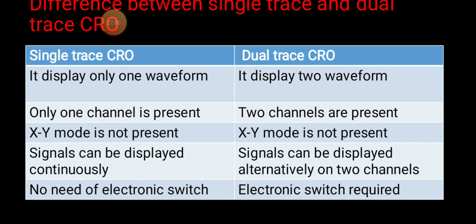Signals can be displayed continuously in single trace. Signals can be displayed alternately on two channels in dual trace. It may be channel A or channel B, signal A or signal B. No need of electronic switch in single trace. An electronic switch is required for dual trace CRO.